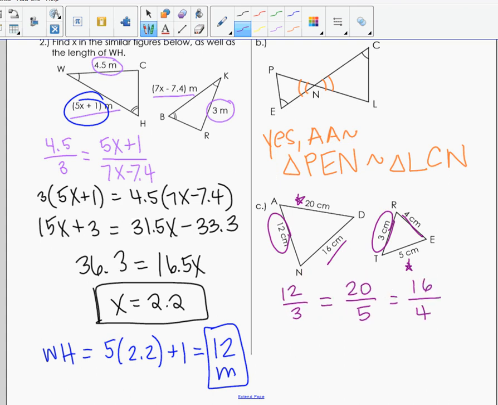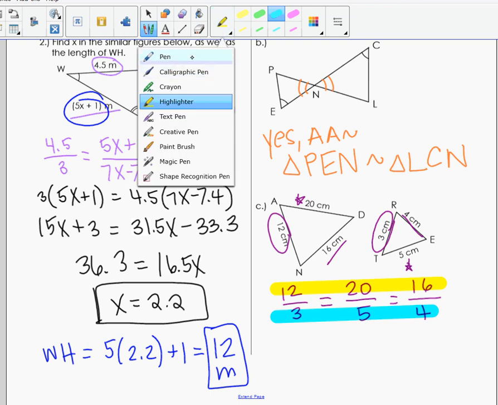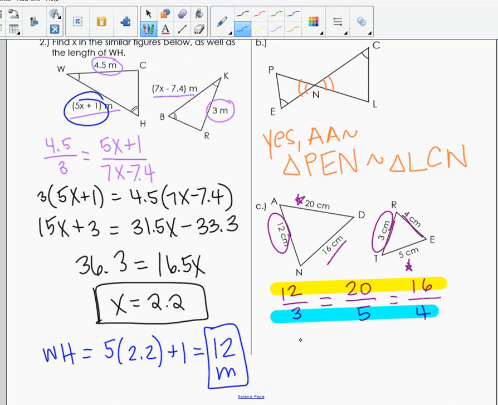You guys, make sure you're consistent. It does matter. You need to make sure this is one triangle and this is from the other triangle. You can't flip-flop, okay? So if you look at that, 12 over 3 is 4, 20 over 5 is 4, as is 16 over 4. So yes, they would be similar by side, side, side because they have the same scale factor.